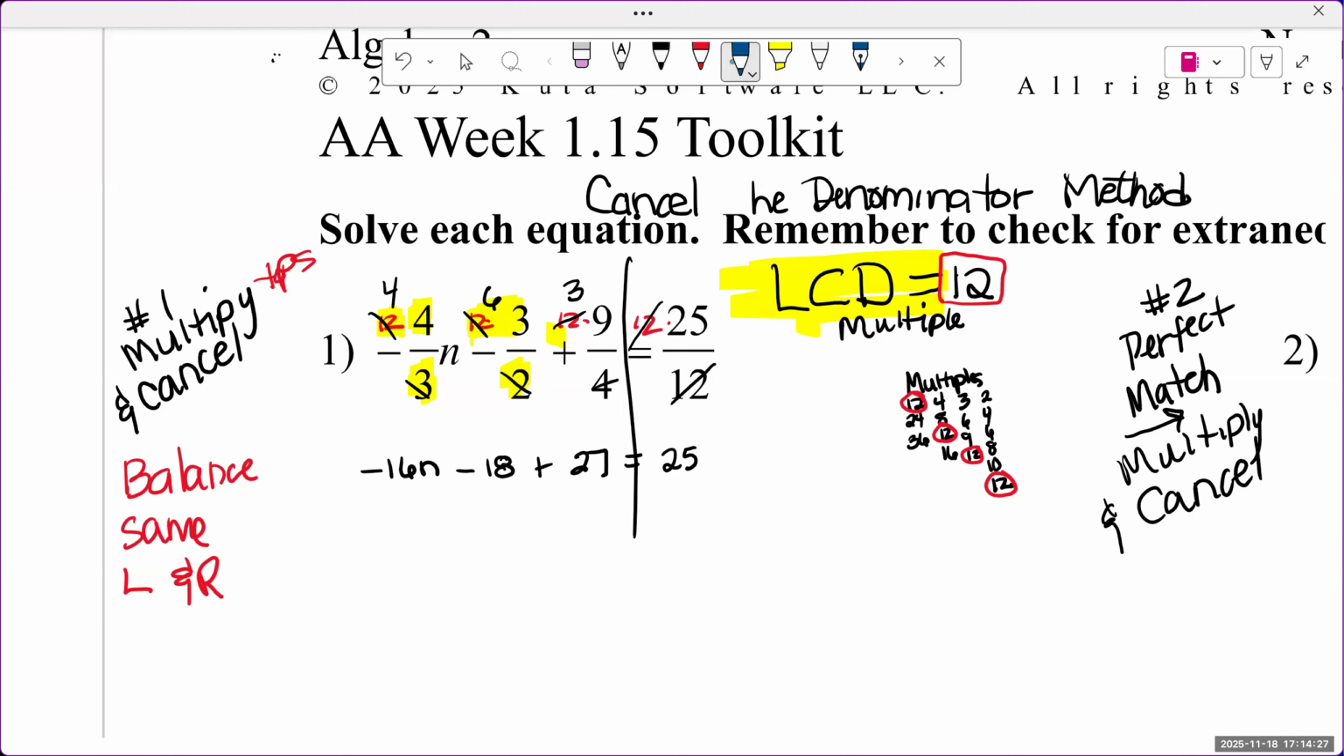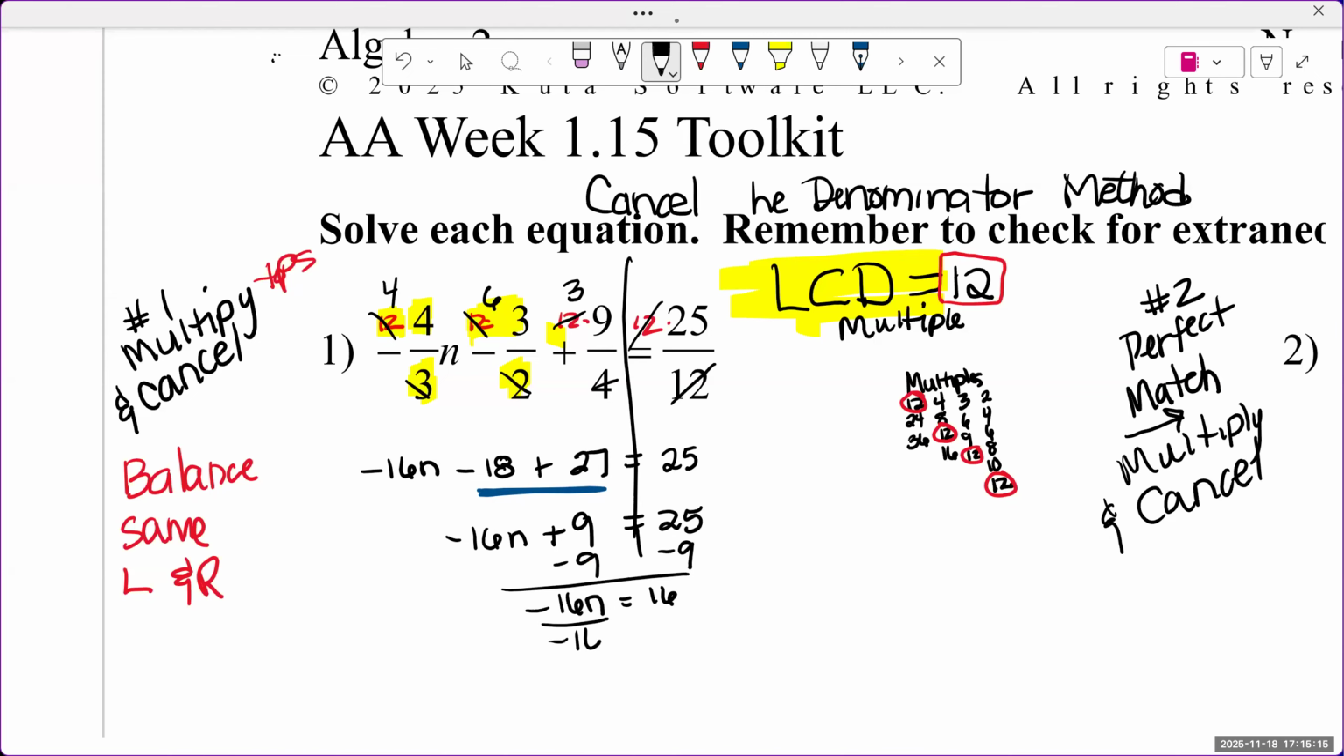Okay, so now the next step is combine like terms. Negative 16n plus positive 9 is equal to 25. Continue to isolate the variable. Subtract 9 from both sides. Negative 16n is equal to 16. And very often, the last step of solving an equation, divide by the coefficient that's on the variable. n is equal to negative 1.